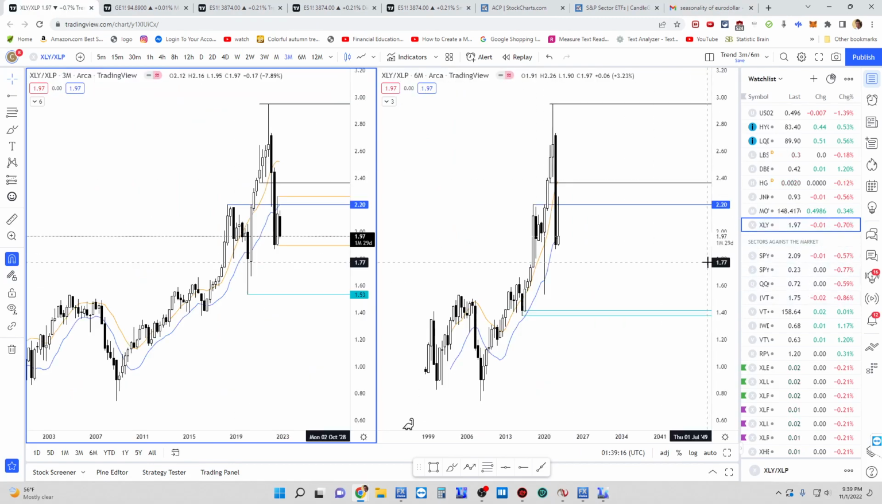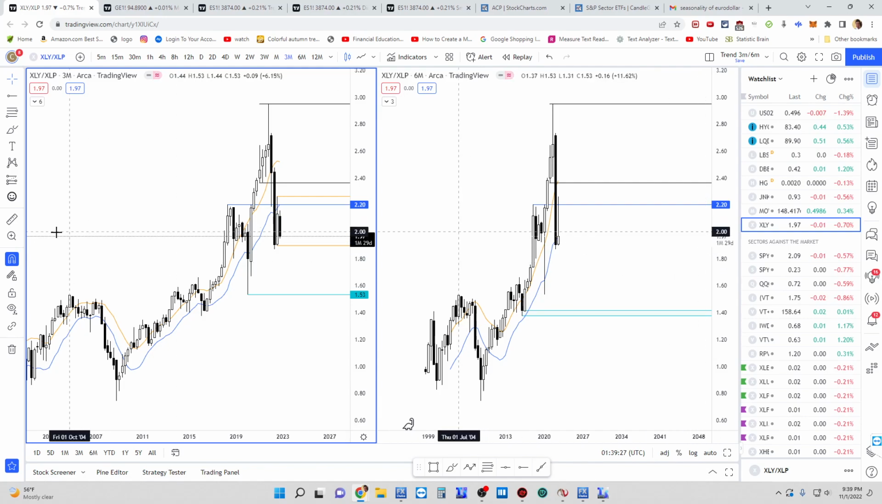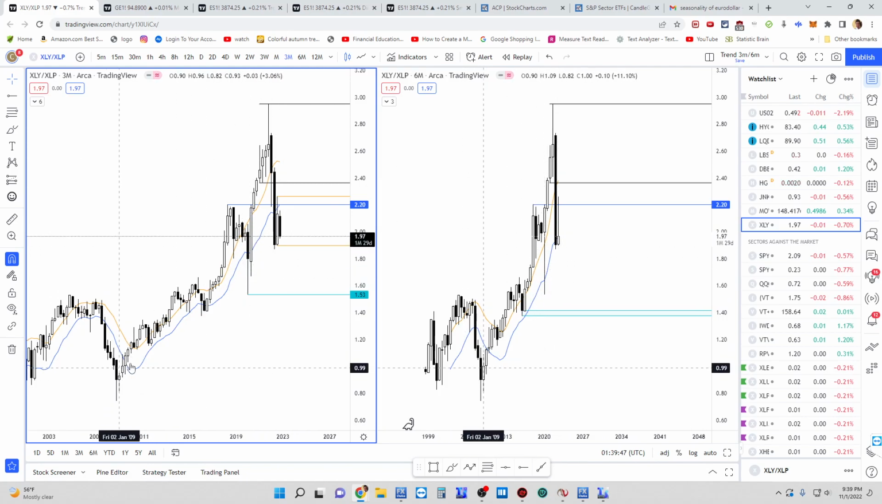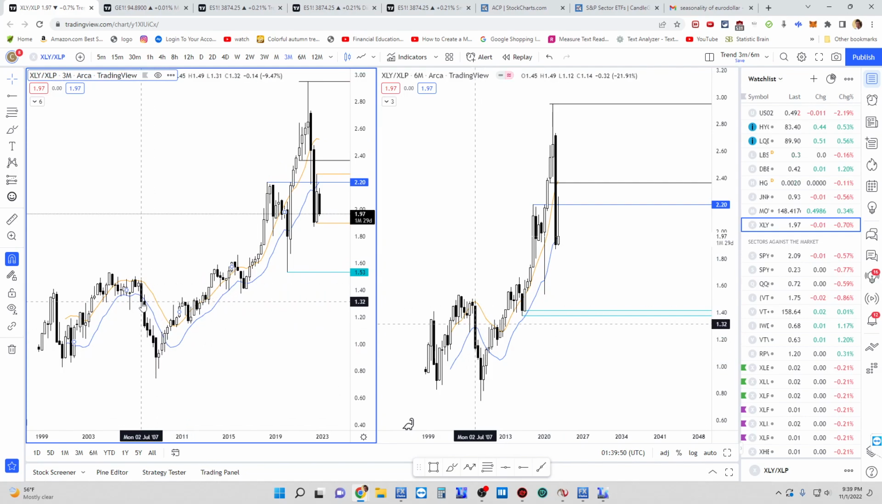And then XLY versus XLP, discretionary versus consumer staples. Consumer is afraid. They're not spending. If they were, we would be seeing it staying above this blue moving average channel, especially this one. Right now, we're having trouble right here. We're having trouble staying above this moving average channel on the 6 month, on the low 10 low 6 month. And the last time we were below it was 07 to 09, and then we broke out back above it, and we've been above it ever since.